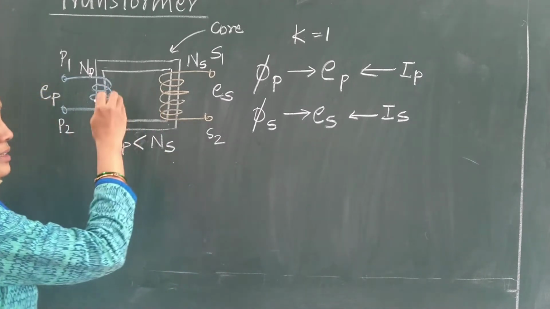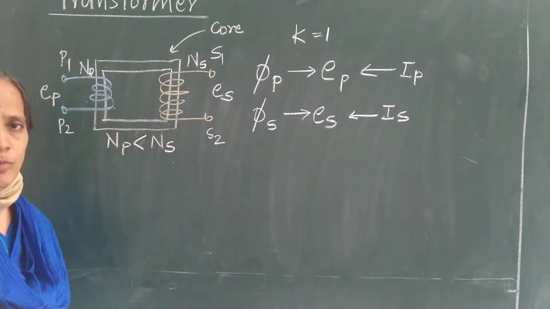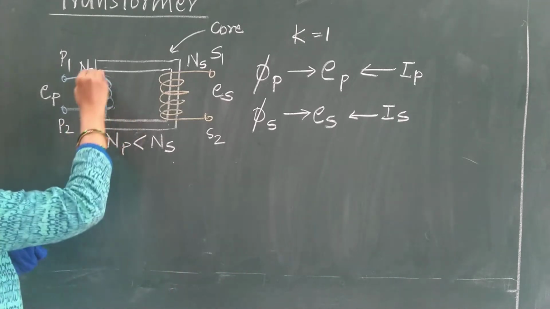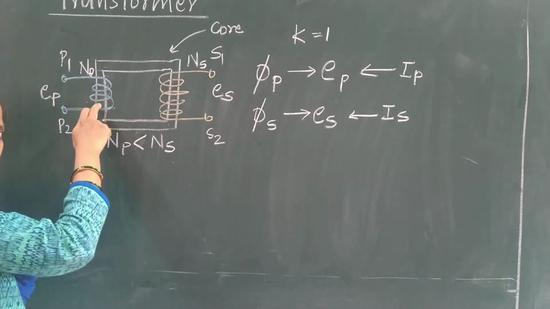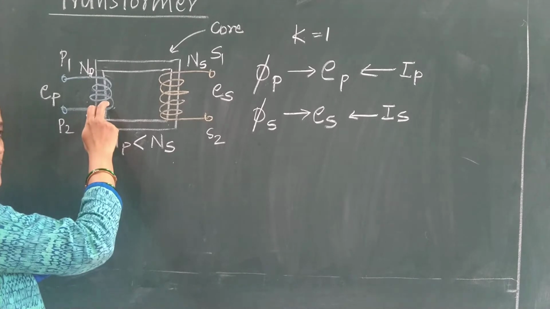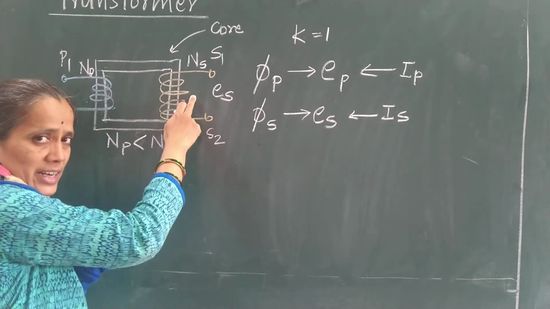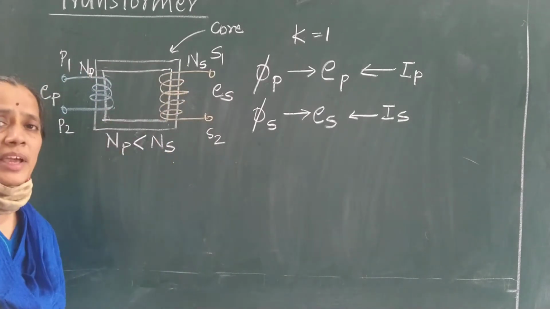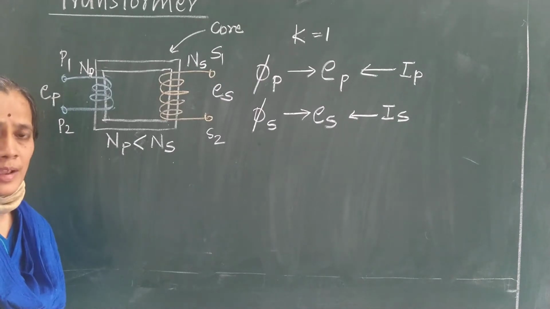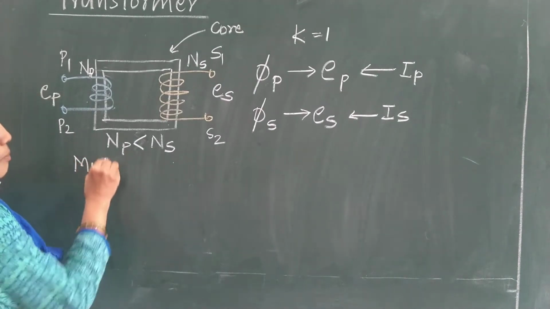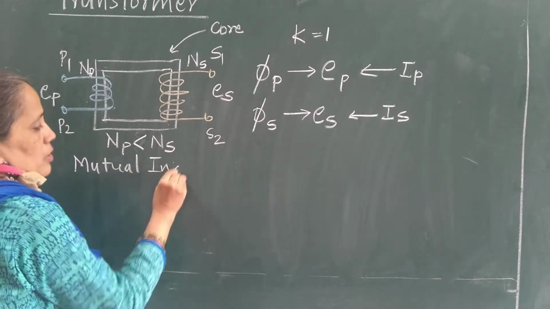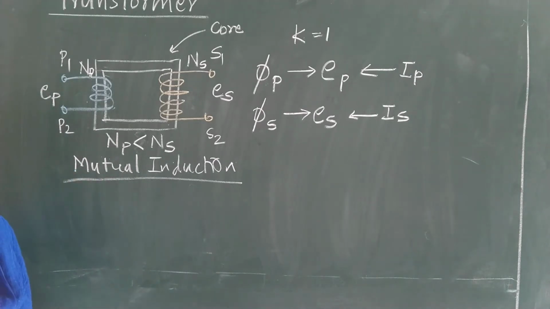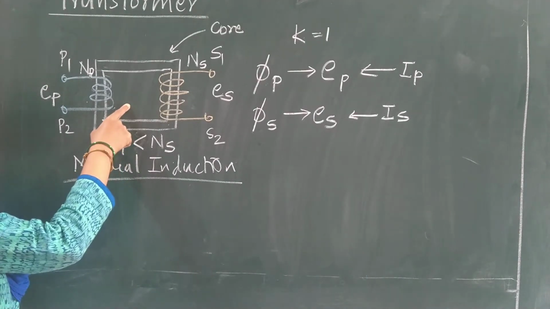So this is nothing but the basic concept of the transformer. While explaining, what I have said is that whenever there is a change in magnetic flux in the primary coil, that flux gets linked with the secondary coil, if the secondary coil comes in the vicinity of the changing magnetic flux of the first coil. And this concept is called mutual inductance. So for a transformer, the principle is nothing but mutual induction. This is the diagrammatic presentation.